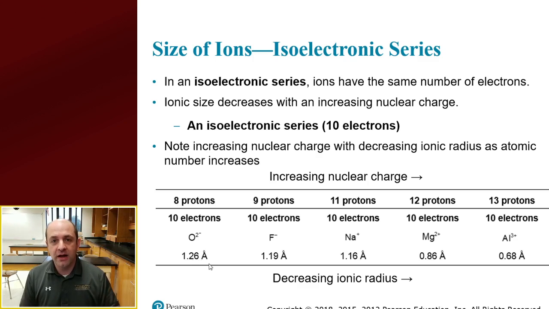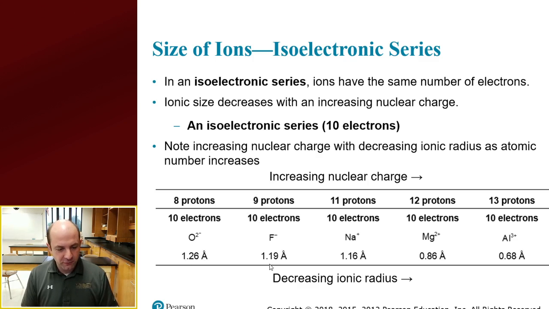For atomic radii, for ionic radii, angstroms is the unit we tend to like to use. It is 10 to the minus 10th meters, so it's not a metric prefix, but we like to use it because most atoms are on the order of 1 or 2 angstroms, so it's a really convenient number for us to use. So oxide here, 1.26 angstroms.